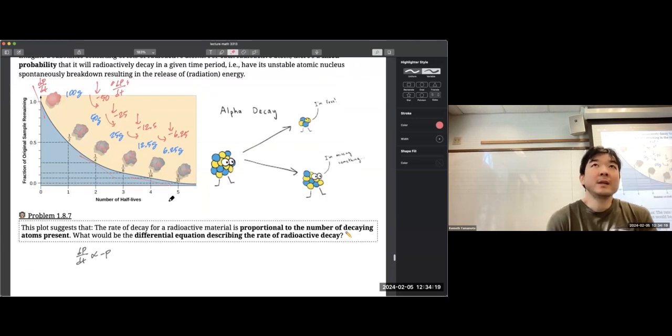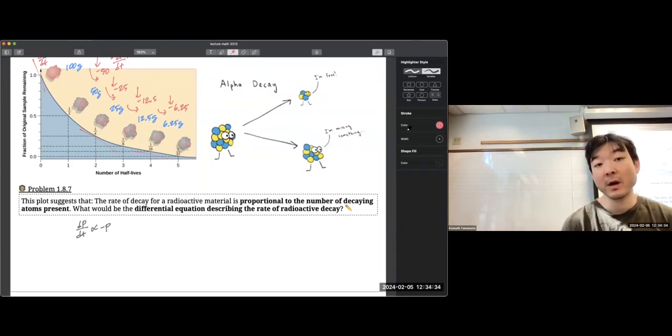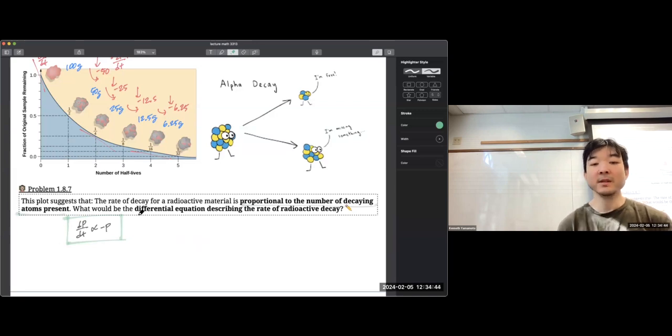So it's like you have some number of atoms at the time, and if you have 50% decay probability, then the more atoms you have, the more of them are going to decay, and then there's going to be fewer atoms available to decay in the next time step. And so that's why your dP over dt is decreasing each time step. So this is your model that's proportional to the number of atoms present. And this is the differential equation representing the rate of radioactive decay.